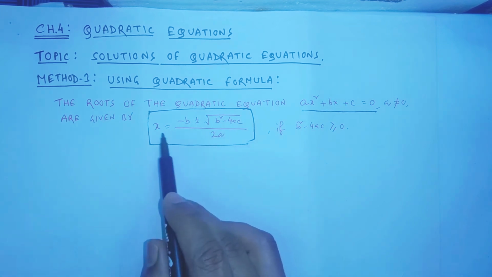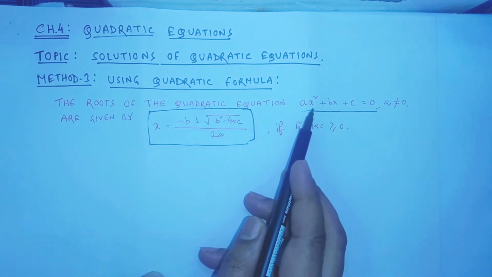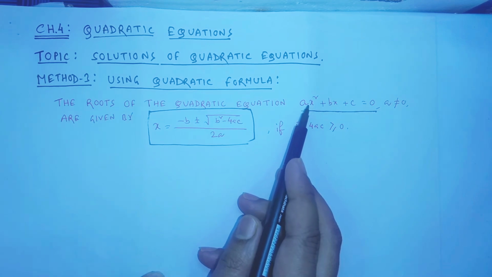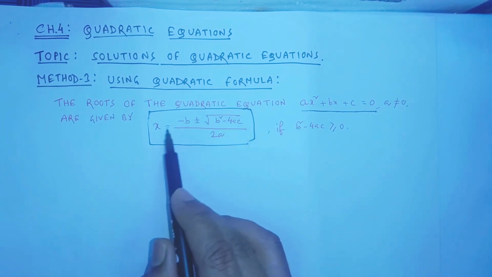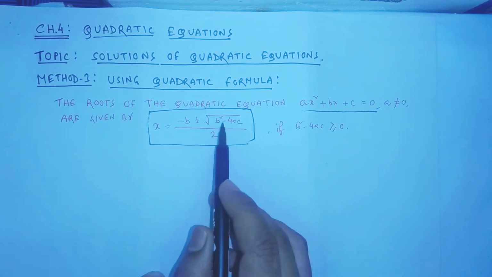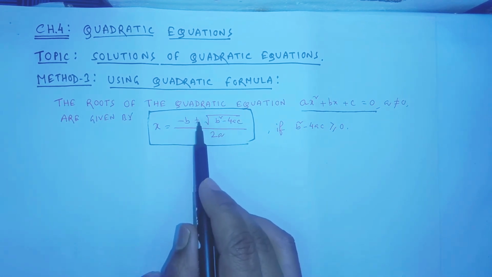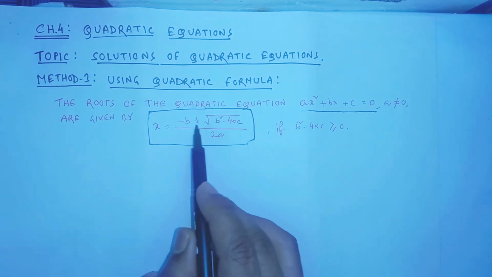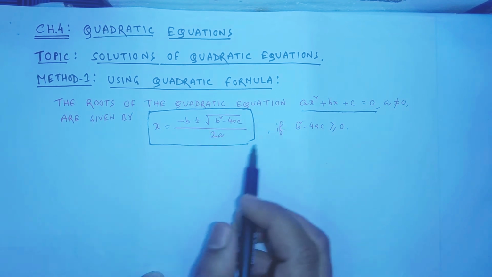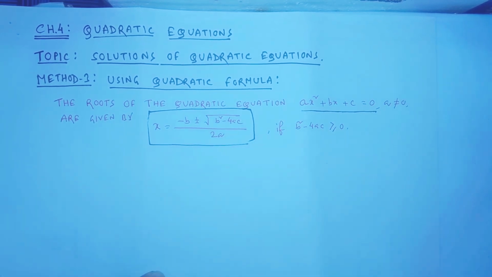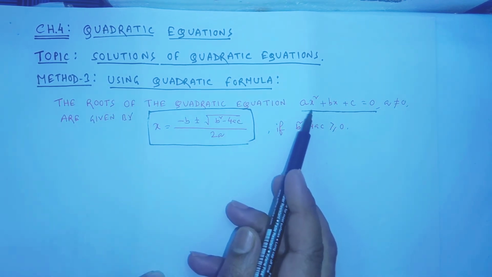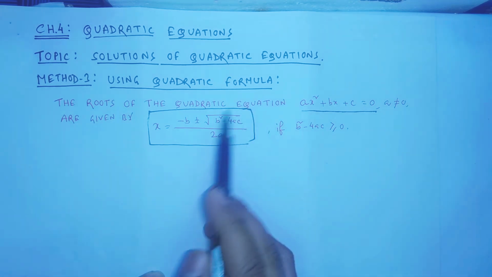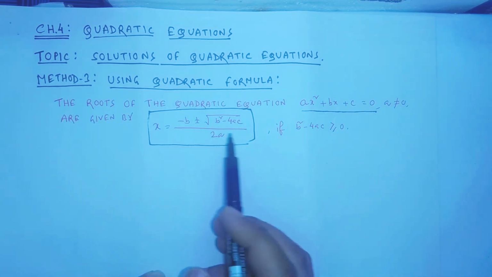Then you will get two values of x because it is a quadratic equation. Degree is 2, so it has two zeros, two roots. While solving this, you will get two values for x: one for the plus sign and another for the minus sign. Let me explain one example, then you'll understand how to get the roots of quadratic equations using the quadratic formula.